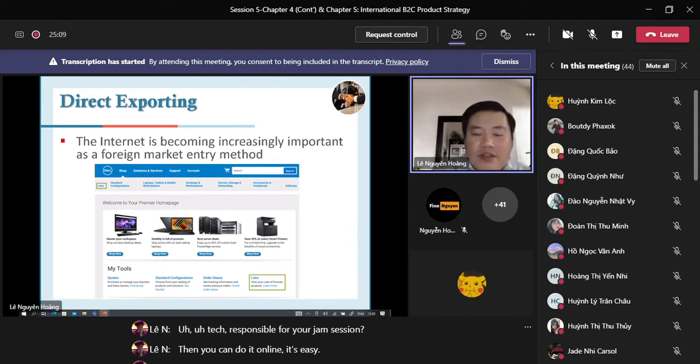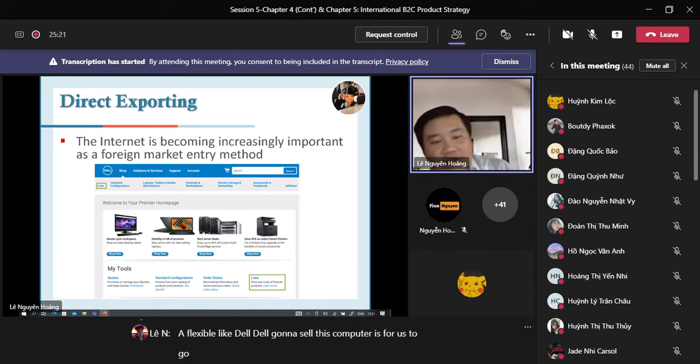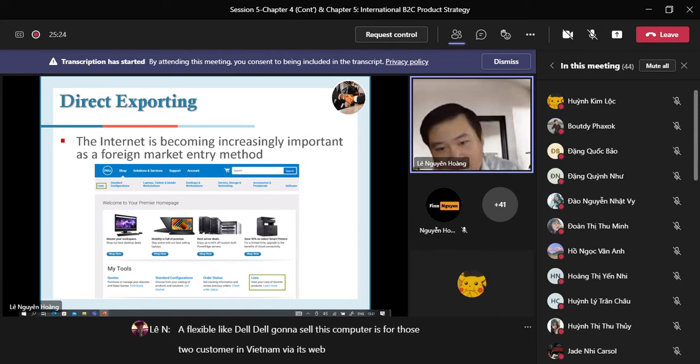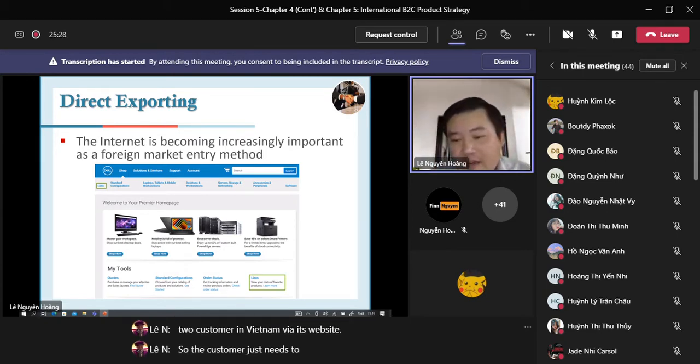For example, a computer company in the US market, like Dell, can sell its computers and products to a customer in Vietnam via its website. The customer just needs to pay the shipping fee, or the transportation cost, if you like.